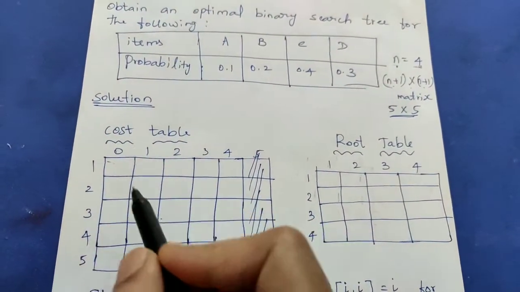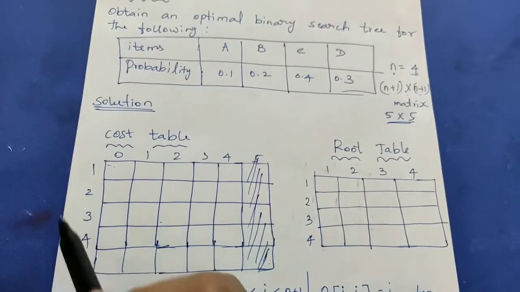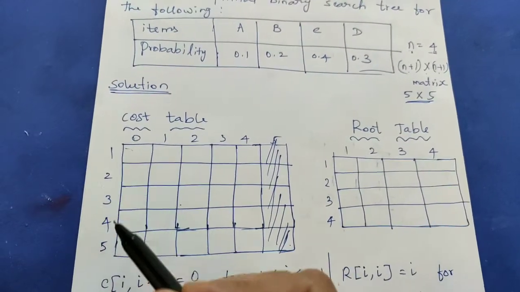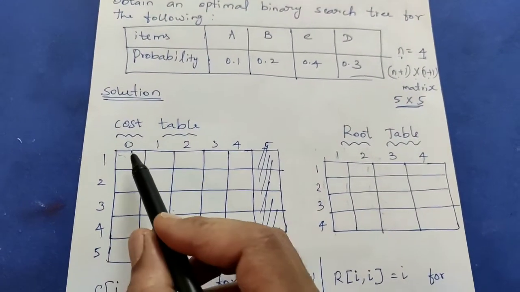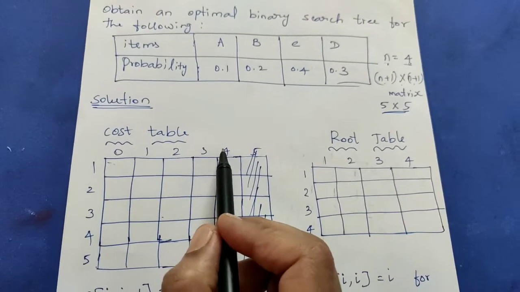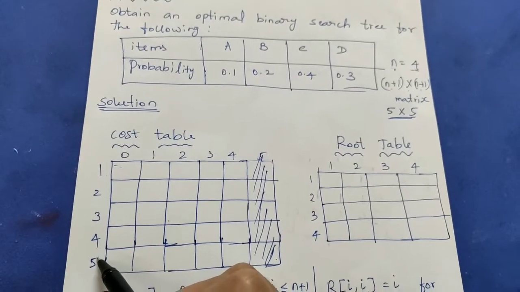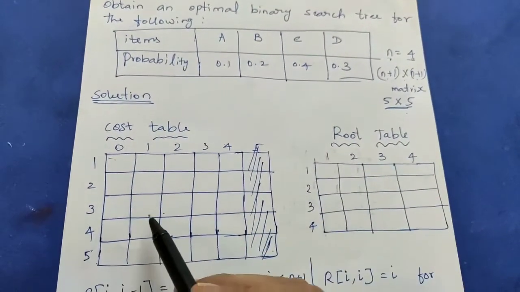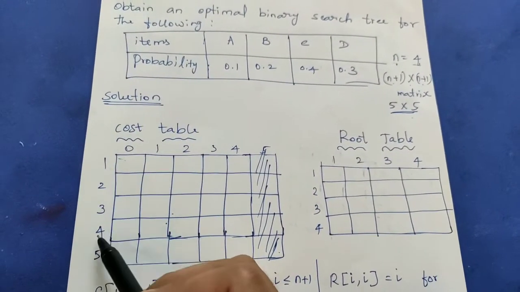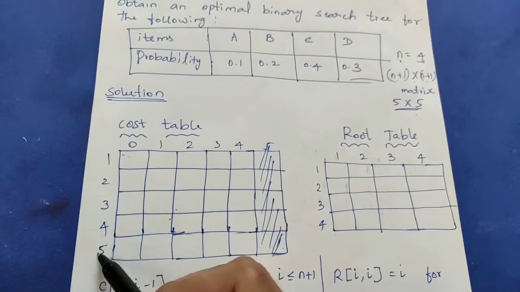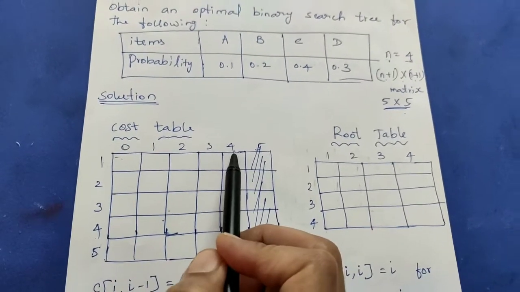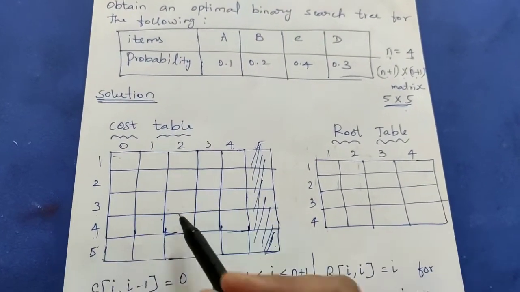When you are pointing out the positions of the cost table, rows should be numbered from 1 to 5. Columns should be numbered from 0 to 4. See, 0 to 4 the size is 5, 1 to 5 the size is 5. So a 5 by 5 matrix I need to consider for a cost table. When you are numbering the rows, you need to number from 1 to 5. Columns should be numbered from 0 to 4.